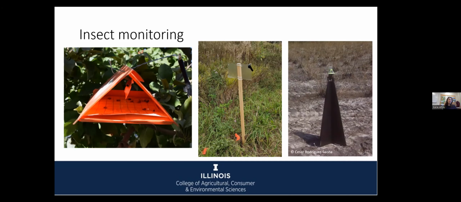All of these are commercially available for you to purchase through a variety of companies. When you're looking to do trapping, often we have recommendations, or the companies that sell them will have recommendations, for where to put the traps, and how many you need per how many acres to do your insect monitoring correctly. It will vary depending on what you're monitoring and what type of trap you're using.